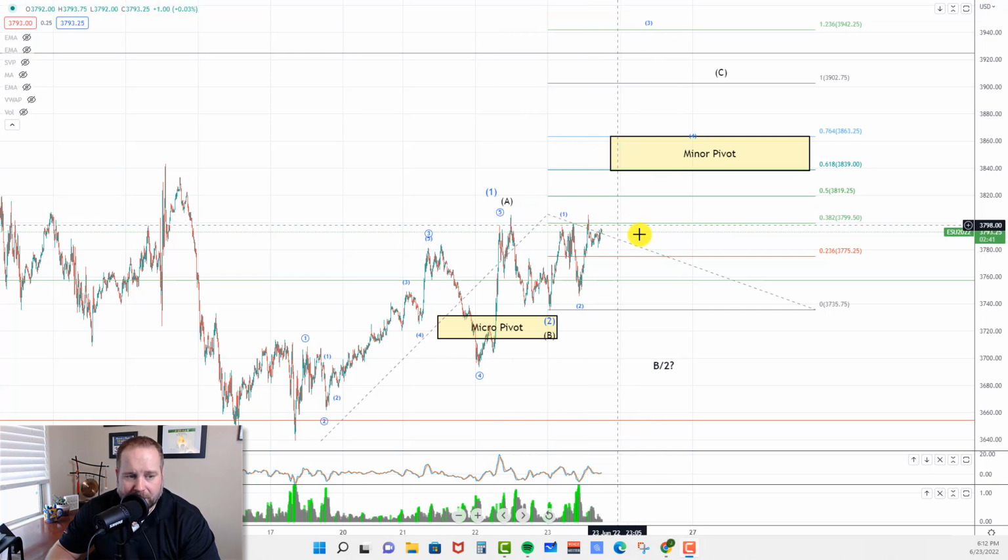The move over this high, even though it was just a poke, is a good sign, and what we'd like to see is the bulls break out and through the pivot.